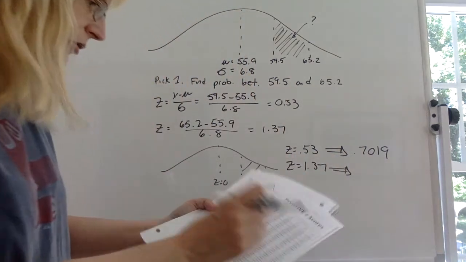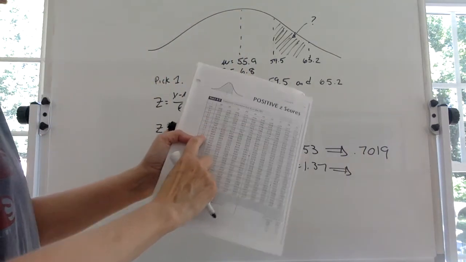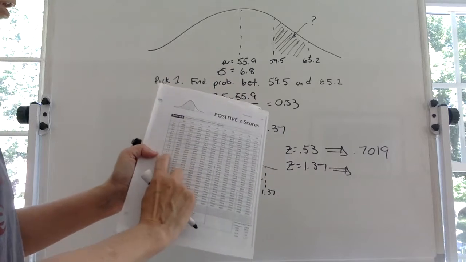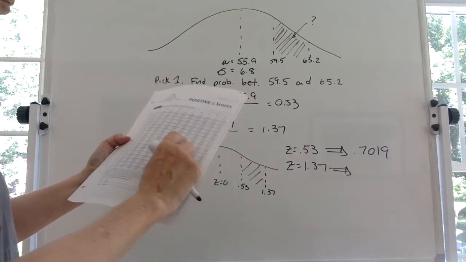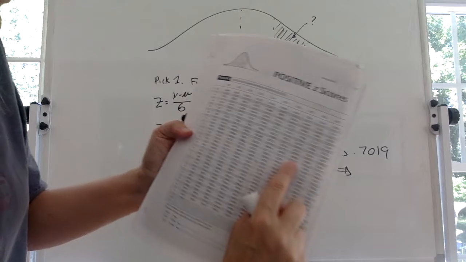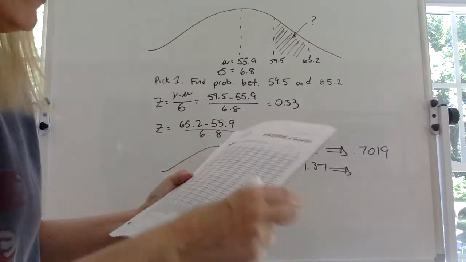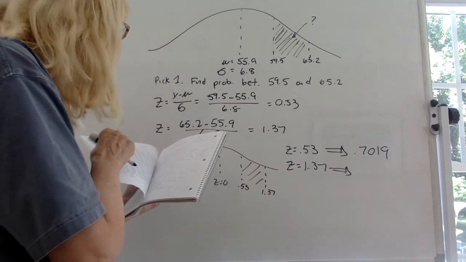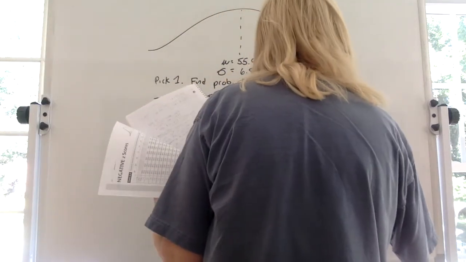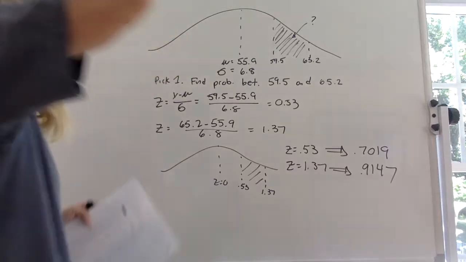And then we got to look up z equals 1.37. And so you go to the row that says 1.3. So you go down here, then you go across to the 0.07 column. I see 0.9147. You guys see that? 0.9147. So you go, oh my God, well, I have these two numbers now.